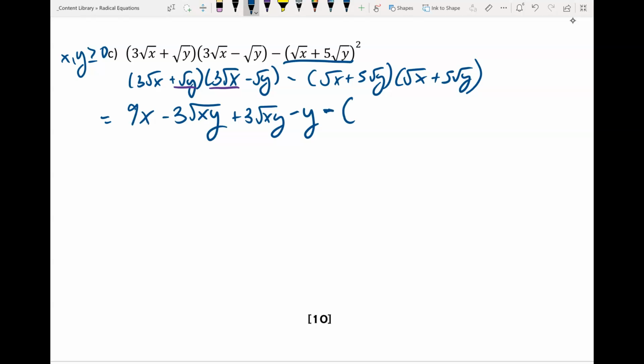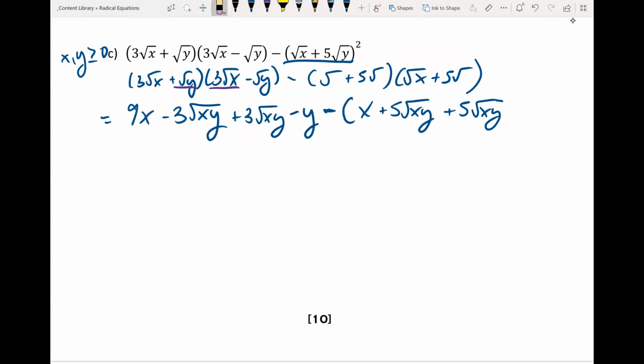Remember to keep your bracket here. This negative will affect everything inside the bracket afterwards. Okay, so I'm going to do root x times root x, which is just x. Then we have root x times 5 root y, which is 5 root xy. Then we have 5 root y multiplied by root x, which again is 5 root xy.